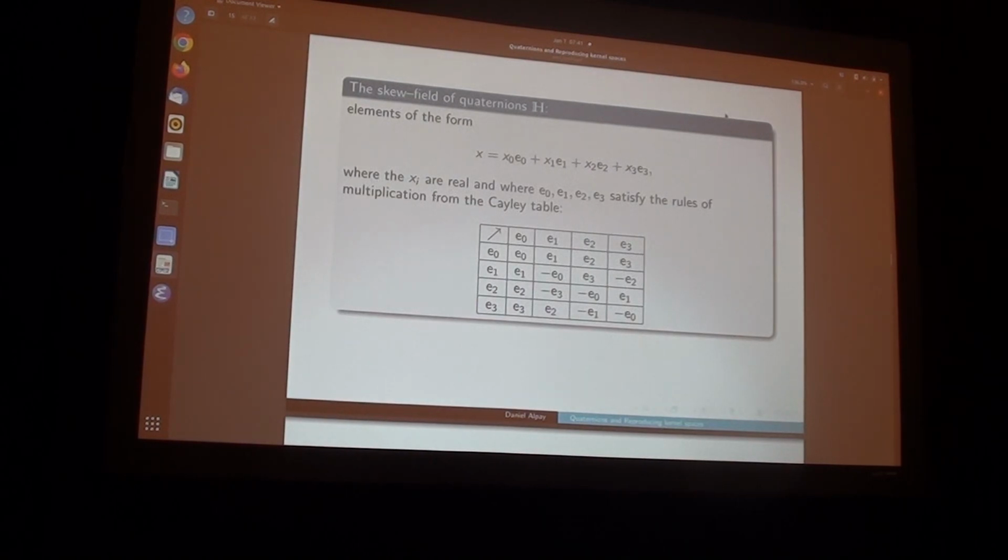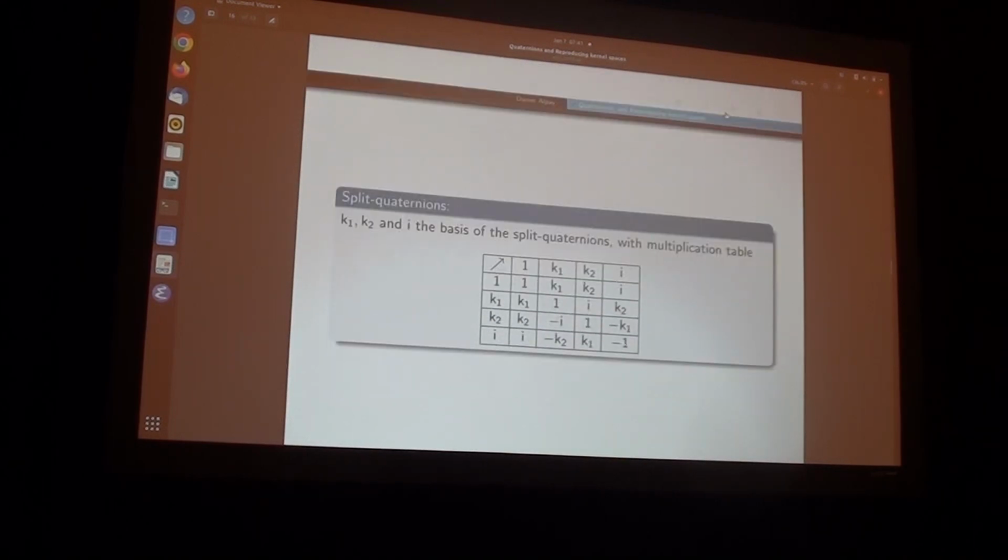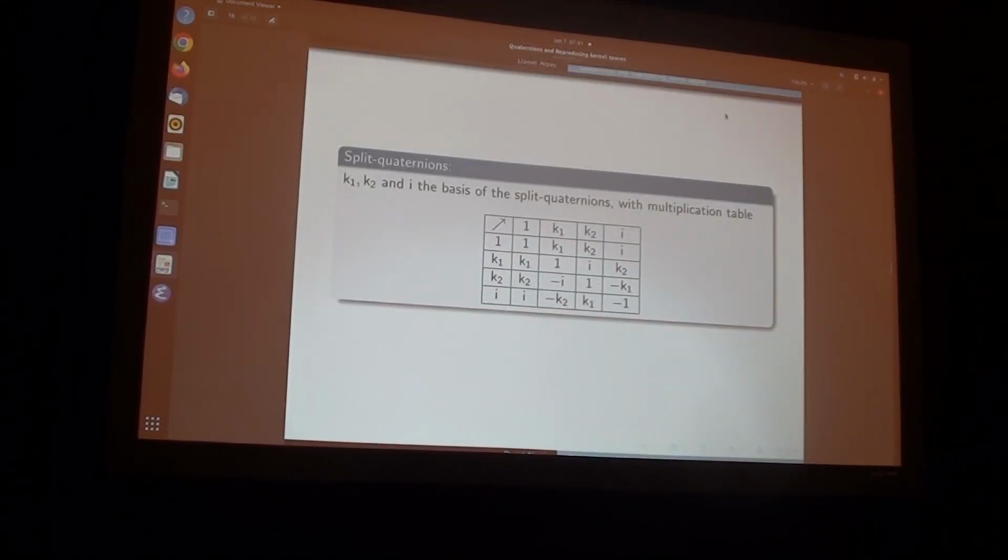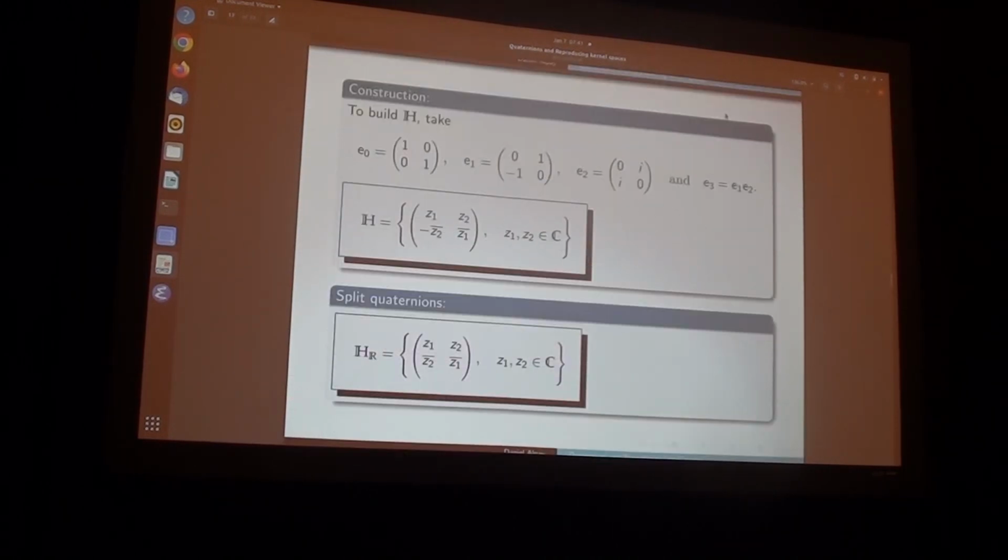So just for a summary, these are the quaternions, as we all know. Just write them e1, e2, e3, e0 being 1. I will also mention briefly the split quaternions, which are also of interest. As we all know, one way to construct the quaternions from the complex numbers is to look at these matrices, z1, z2, minus z2 bar, z1 bar, and for the split quaternions you just put a plus instead of a minus. You still have a ring, but you do not have a field structure anymore. But see, one can do things.